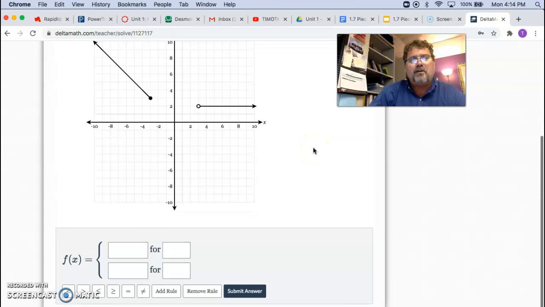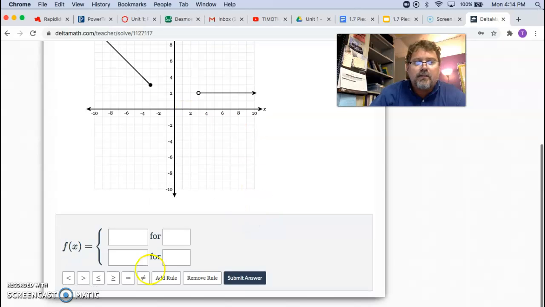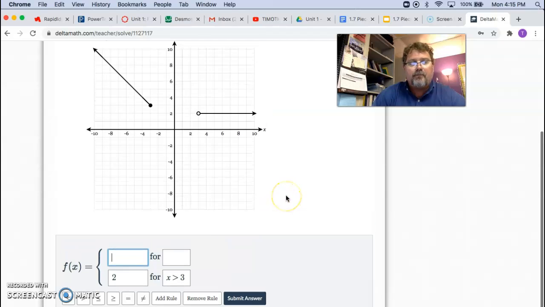If you haven't had Math 1 in a long time, this is the horizontal line, y equals a number, a constant. Happens to be 2, right? So this is y equals 2. Well, we're dealing with f of x, so it's 2. It's that simple. For what? It goes from 3 to positive infinity. So we would say x is strictly greater than 3, right? That part's done. Now for the trickier part.